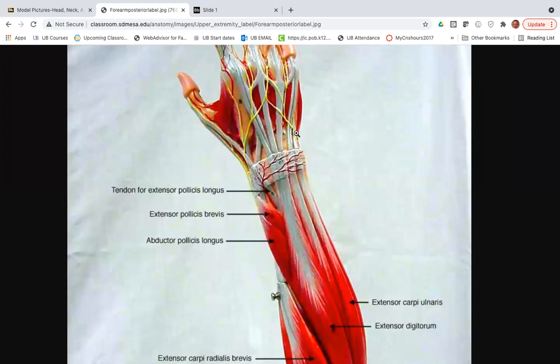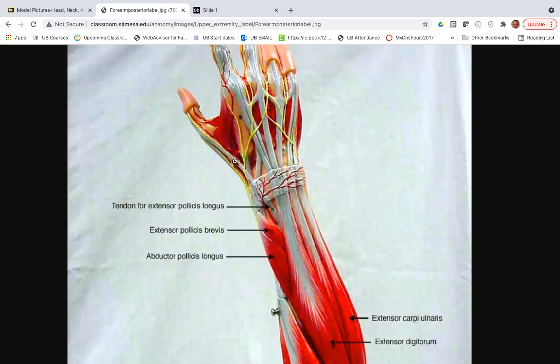Now, there was a flexor carpi ulnaris. There's an extensor carpi ulnaris. It's on the posterior side, so it's an extensor. It crosses the carpals, so it's a carpi, and it's on the pinky side, which is where the ulna is. It's an extensor carpi ulnaris.